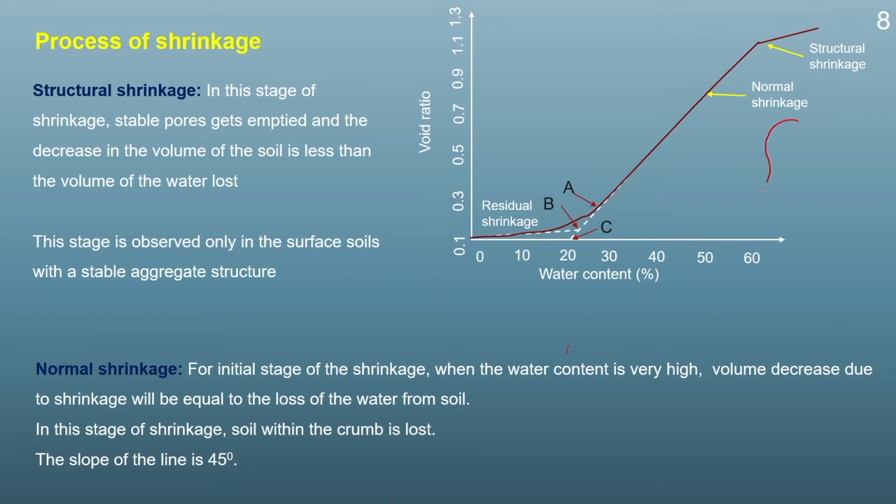It will give an S kind of curve, and if we divide this curve into 3 distinct parts, then we will get a residual shrinkage, a normal shrinkage and structural shrinkage. During shrinkage, the structural shrinkage comes at the beginning. During the structural shrinkage, water is lost from a few of the macropores and the volume change will not be equal to the volume change of the water.